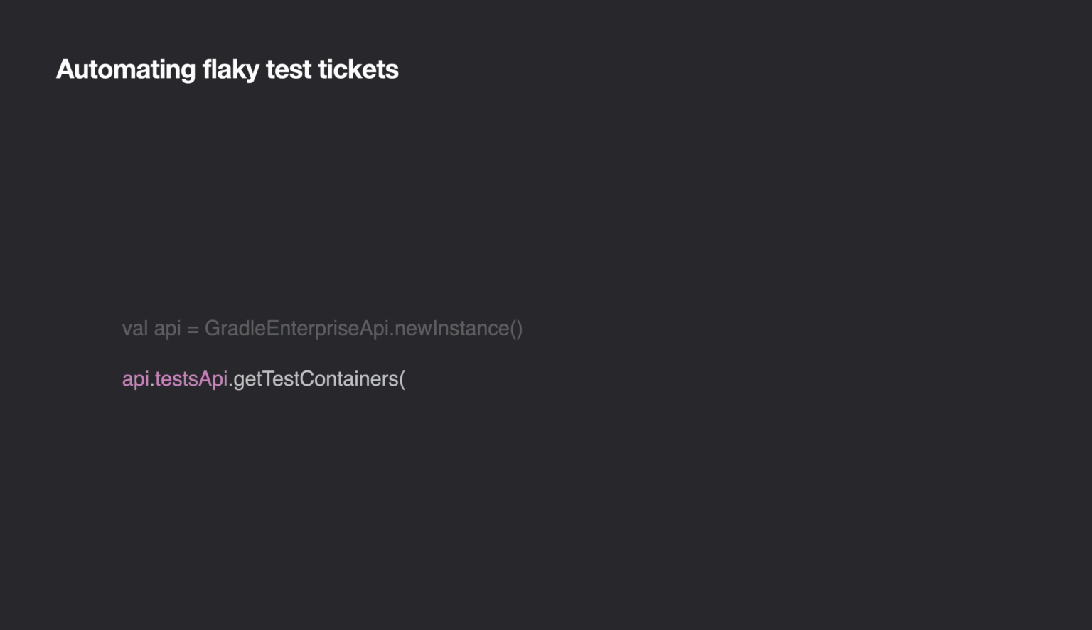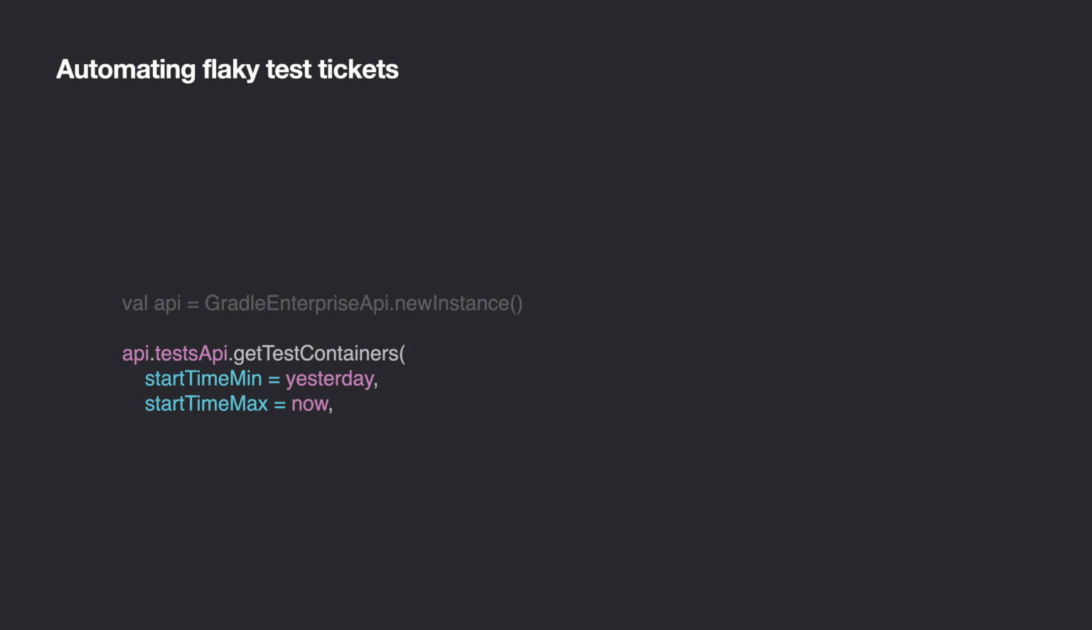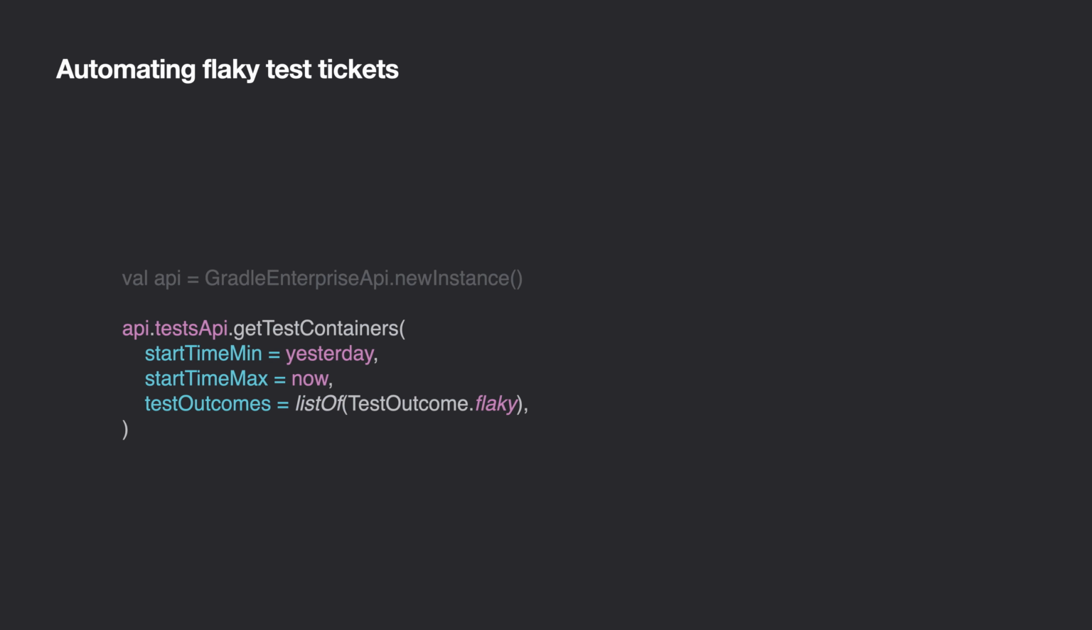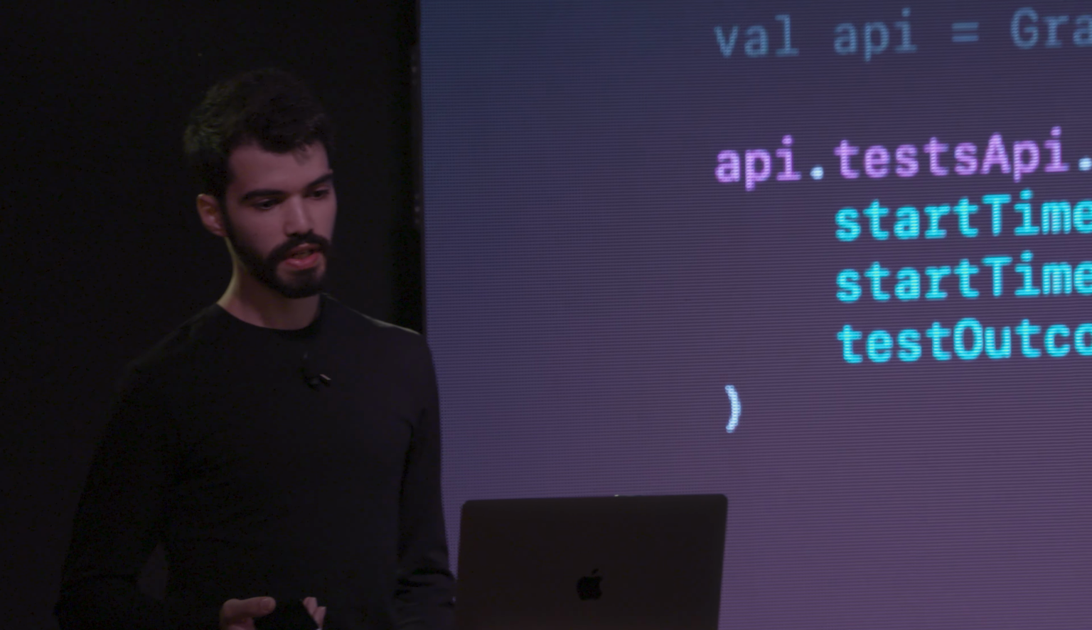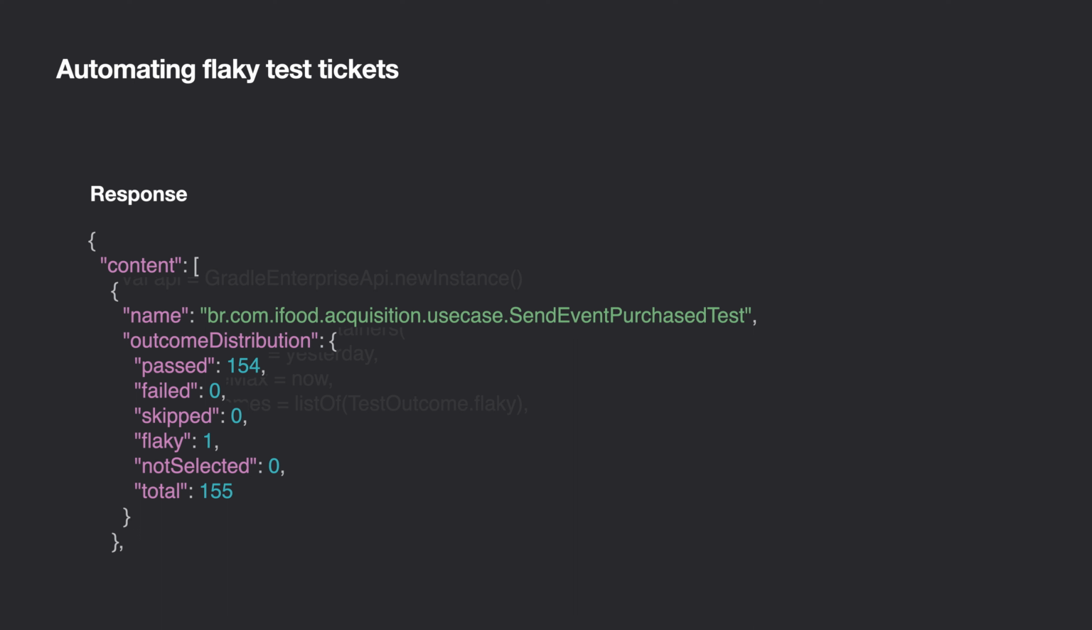So we'll use the tests API, which is in beta. It has the get test containers endpoint, which will basically list the flaky tests. The name doesn't matter much here, but it's about test distribution. We just have to pass the period that we want, so the start time and the end time, and say that we want only the flaky tests. So all the flaky tests from the past day. And this would give a response something like this.